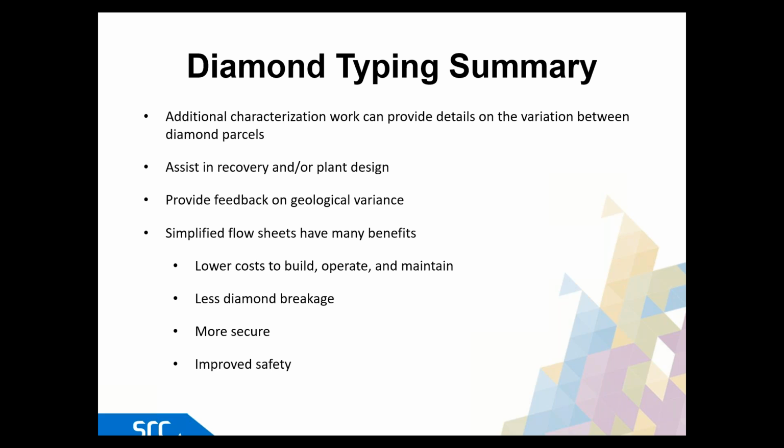So in final summary, the additional characterization work can provide details on the variation between diamond parcels and can assist in recovery or plant design, and also give you a really good understanding on that diamond parcel and how they can be highly variable between units or between different kimberlites, even in the same field. They can provide feedback on the geologic variance, and then obviously if you can introduce XRT in your process stream, it can have a number of benefits.